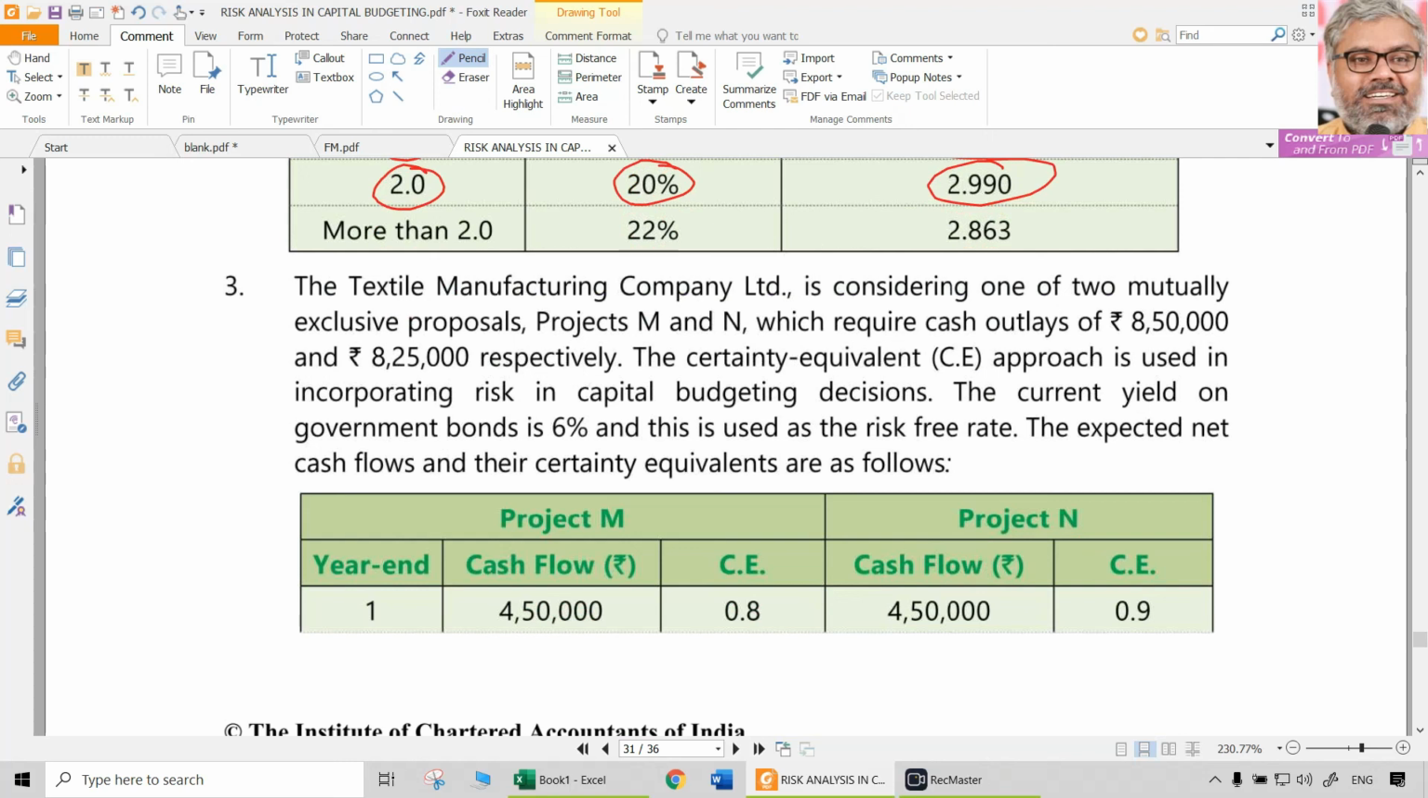Now, moving to question number 3. The Textile Manufacturing Company Limited is considering one of the two mutually exclusive proposals, projects M and N, which require a cash outlay of 8,50,000 and 8,25,000 respectively. Certainty equivalent approach is used in incorporating risk in capital budgeting decisions. Current yield on government bonds is 6%, so it is used as risk-free rate. Expected net cash flows and their certainty equivalents are as follows for project M and project N.